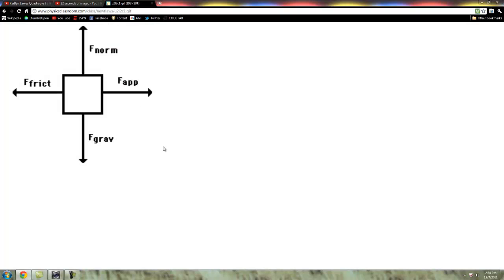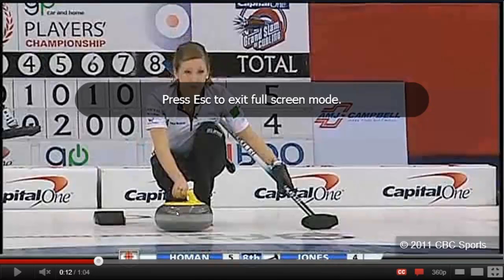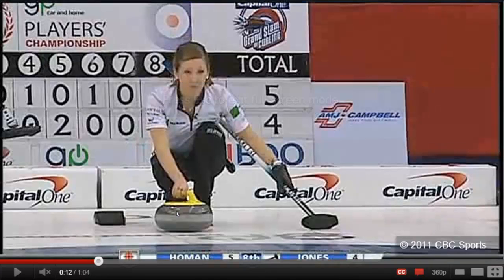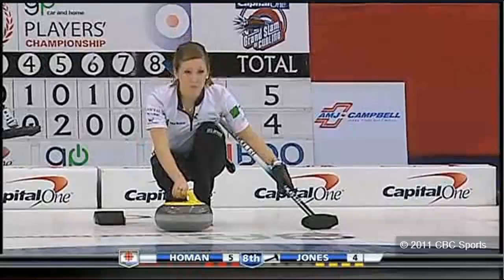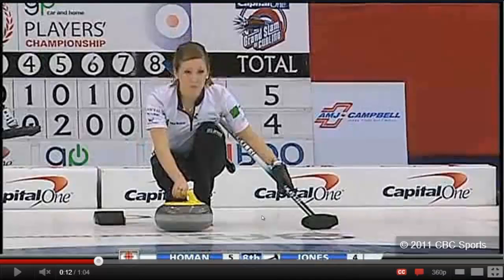In this case, if you look at the free body diagram here, we have the force of gravity down, the normal force up, the force of friction, and the force of whatever APP is, which you can say is applied force. As we look at the video, the rock is not moving. She is touching it, but the rock is not moving. The force of gravity is equal to the normal force, and because there's no applied force, there is no friction to keep it back.